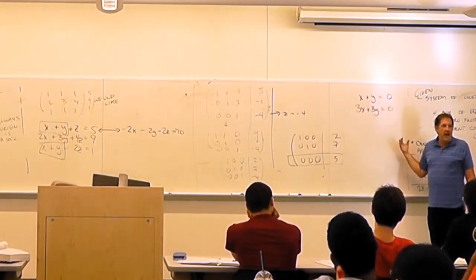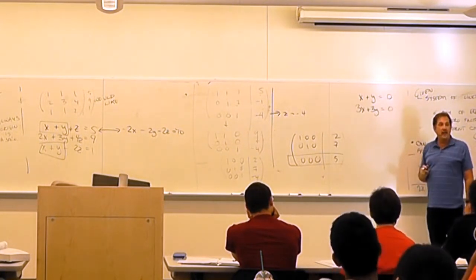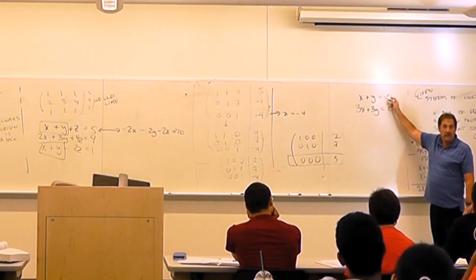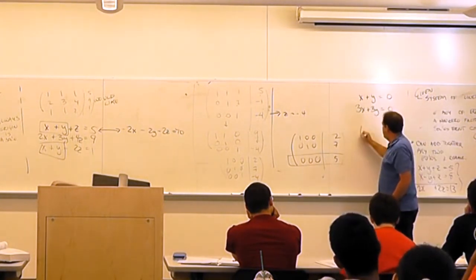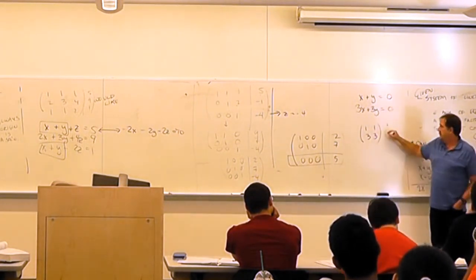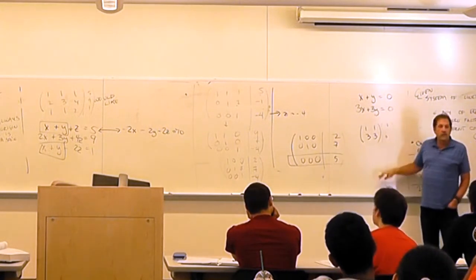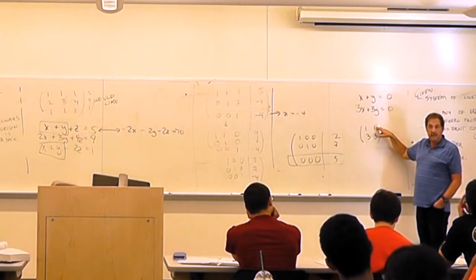This does not have a unique solution. It's sort of obvious that it does not have a unique solution because this is 3 times that. This means that if I write this in the matrix form, I have 1, 1, 3, 3. I can put zeros over here if it makes you feel better. But I have that. This is a multiple of that.